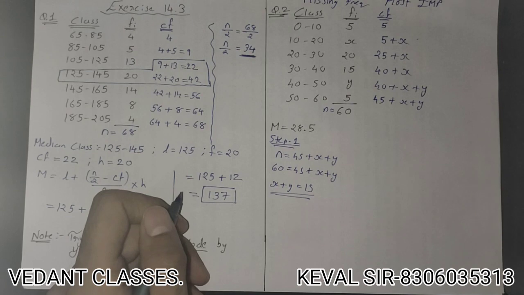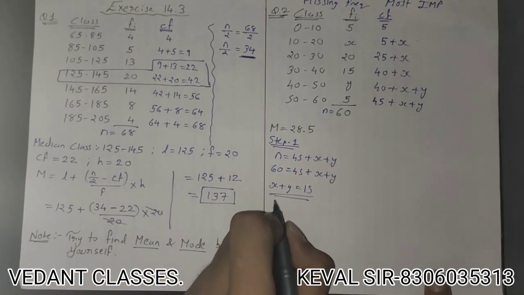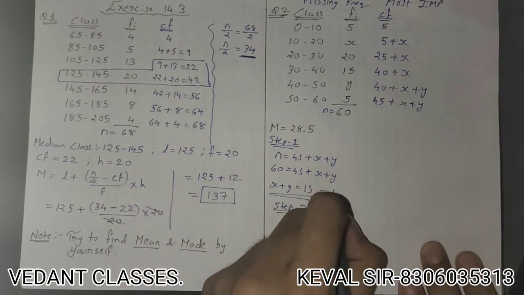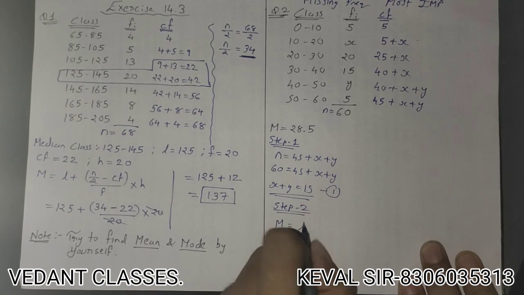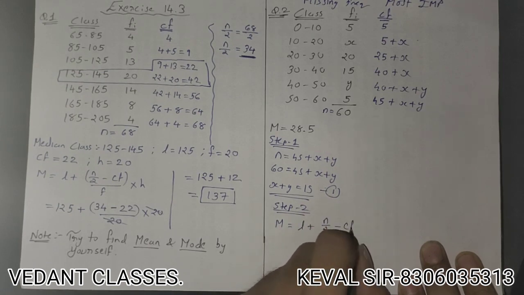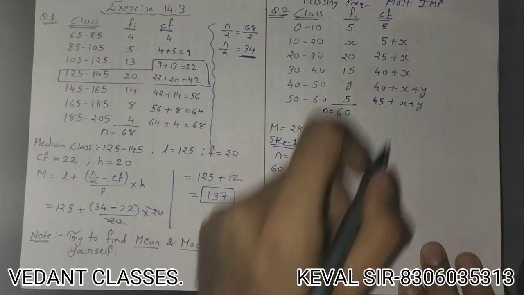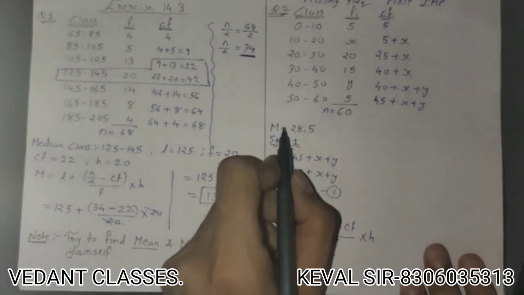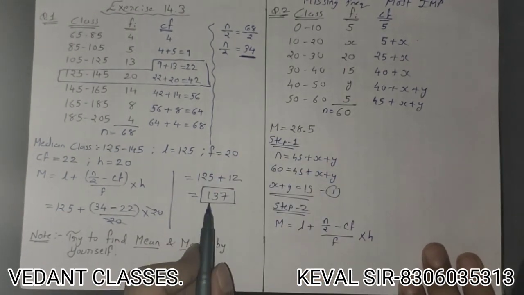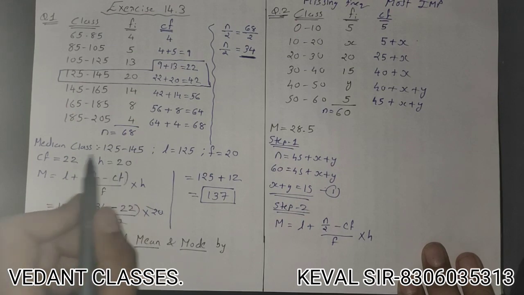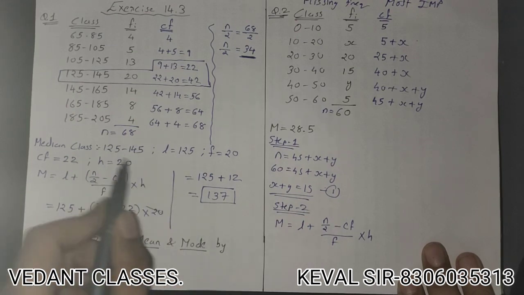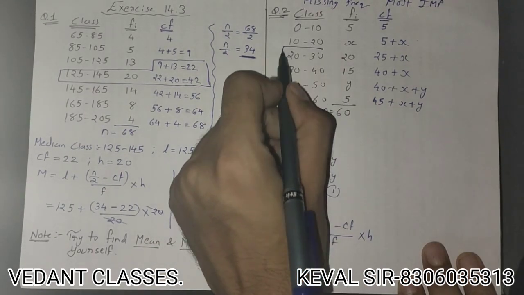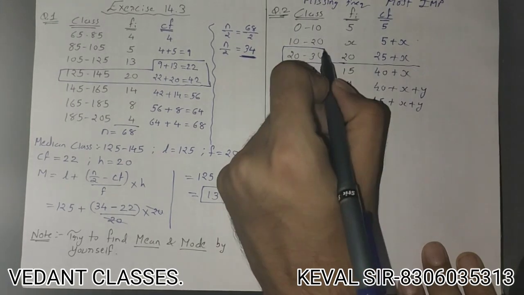Okay, now in step 2, just apply the formula. Name it as equation 1. The formula is L plus n by 2 minus CF upon f into h. Now how can we judge the value of CF in this? In this type of question, observe the value of median. As I said, it will always lie in the median class. So here it means that 28.5 must be in 20 to 30. So you can make a box like this.